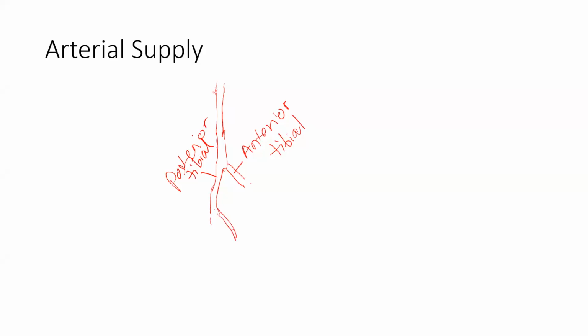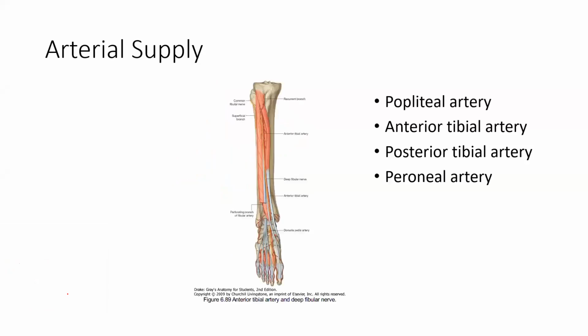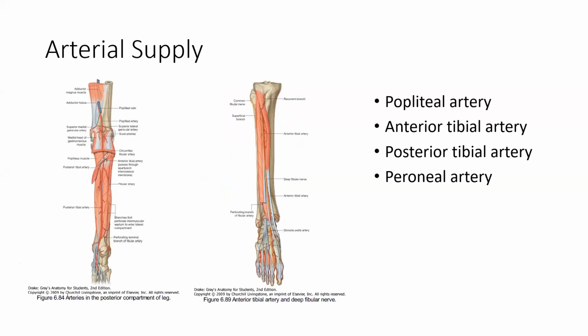and gives off a branch, the peroneal artery or the fibular artery. So both of these arteries travel in the posterior compartment, and usually the posterior tibial artery supplies the muscles of the posterior compartment, and the fibular artery or the peroneal artery gives off branches to the lateral compartment where it supplies the muscles of the lateral compartment.